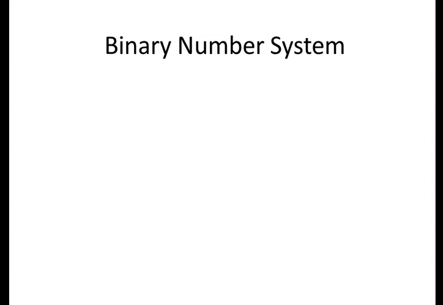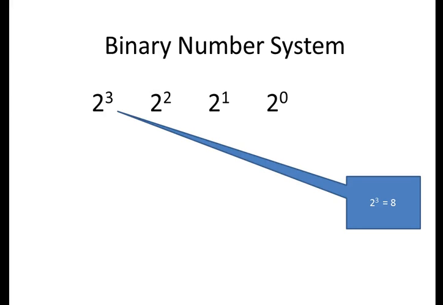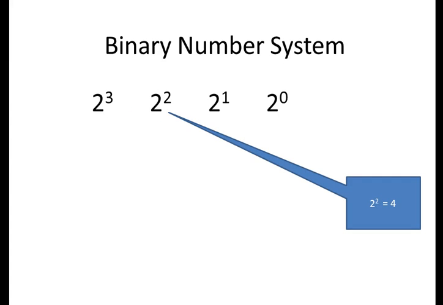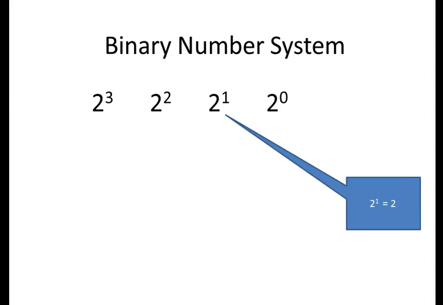Now if we apply the same idea to the binary number system, which is a base 2 number system, it's also a positional system. We have the 0 position weighted 2 to the power 0. The 1 position is weighted 2 to the power 1. The second position is weighted 2 to the power 2, and so on. And don't forget that 2 to the power 3 means 2 times 2 times 2, or 8. 2 to the power 2 is 2 times 2, or 4. 2 to the 1 is just 2, and 2 to 0 is 1.